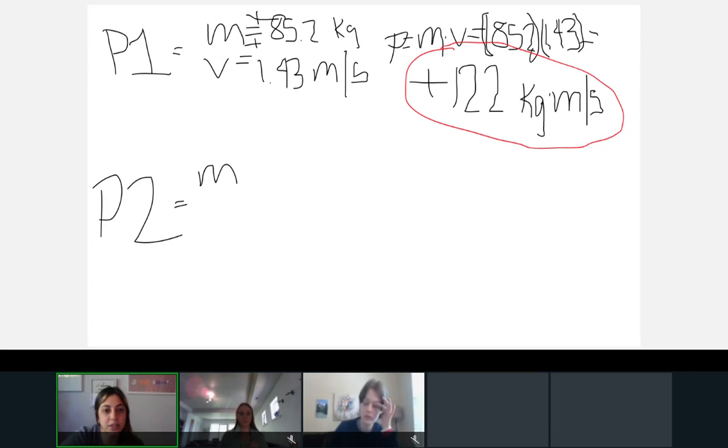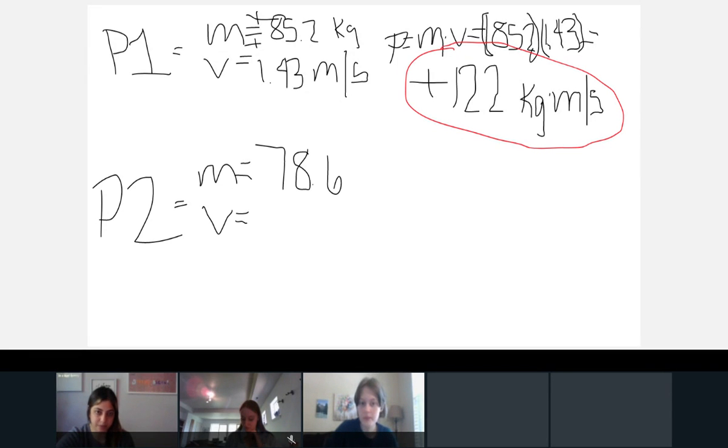What was the mass for player two? The mass was 78.6. Good. And what was the velocity for player two? The velocity was 2.19. Okay, but pay attention, it was 2.19, but now what direction is this guy going in? Oh, negative 2.19. Good, right? Because velocity is the speed with the direction.